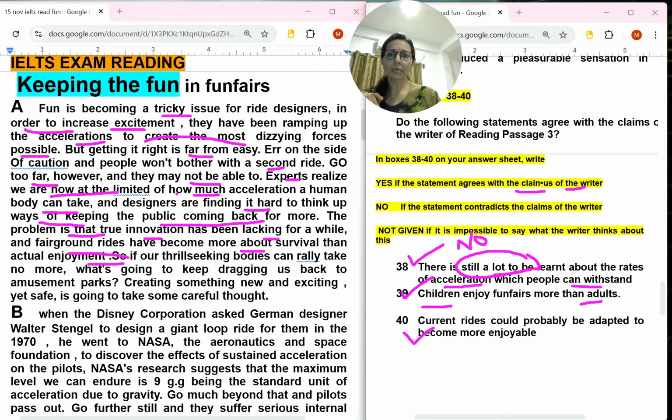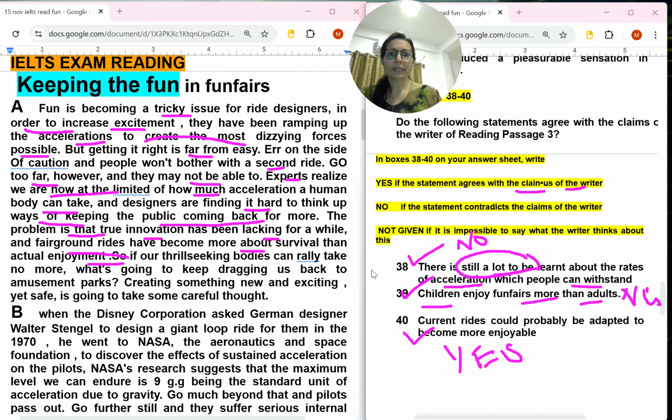Throughout the passage, we have done list of headings and filling in the blanks. Nowhere are they talking about children enjoying fun fairs more, no comparison kind of thing. So if a comparison is there, it means not given. And if you don't have time, definitely no is also there, not given is also there. This must be yes. Okay, you can write it yes. But of course, I'm making a video.